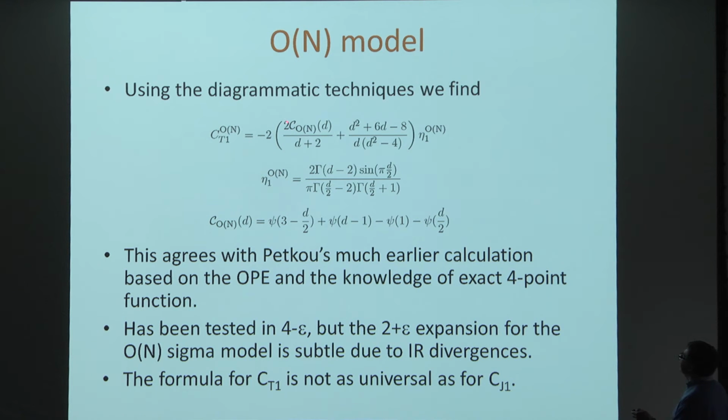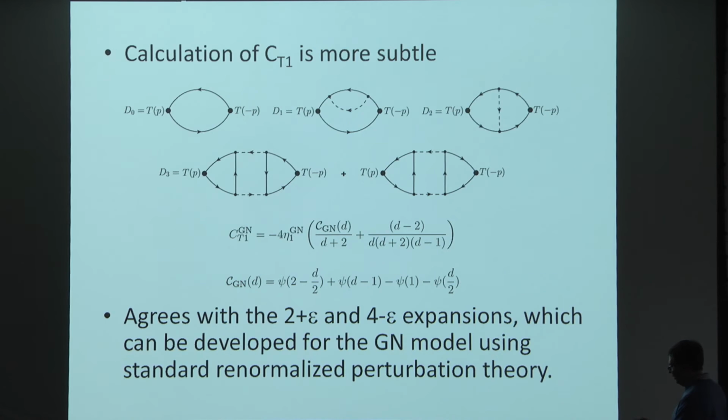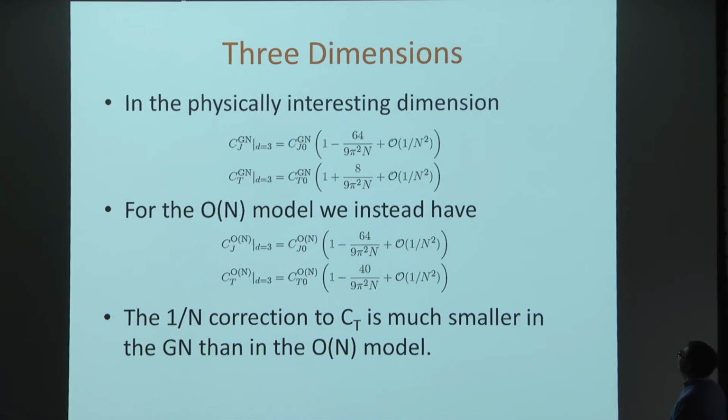There is some similarity, but this rational factor is not the same for the ON model as for the GN model. There is a different d-dependence here. It's similar, but somewhat different. Okay, so now what about the physically interesting case of 3 dimensions? You see that, for example, for the Four-Fermion model, the 1/n correction is actually much smaller compared to the ON model.